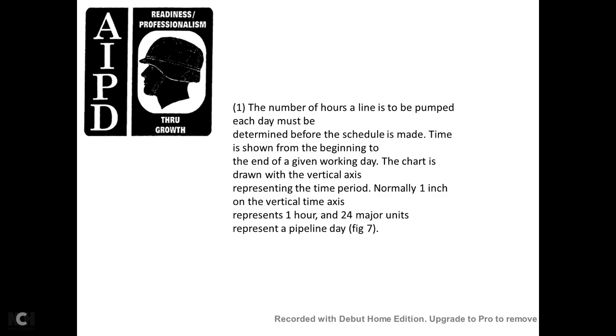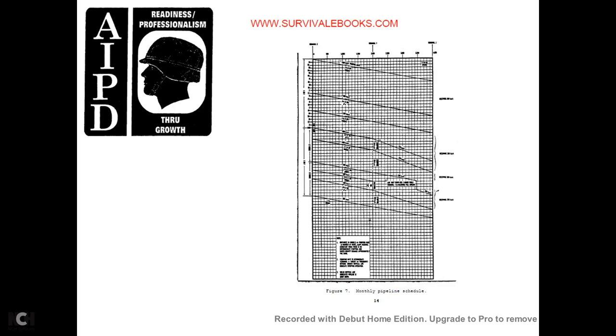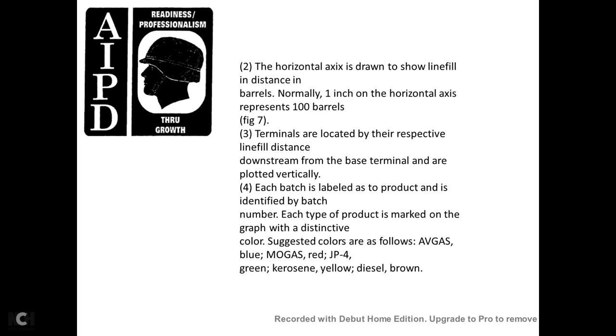The chart is drawn with the vertical axis representing the time period. Normally 1 inch of the vertical time axis represents 1 hour of the 24 hours in a pipeline day. Figure 7 shows the monthly pipeline schedule. The horizontal axis shows the line fill in barrels of distance. Normally 1 inch of the horizontal axis represents 100 barrels.